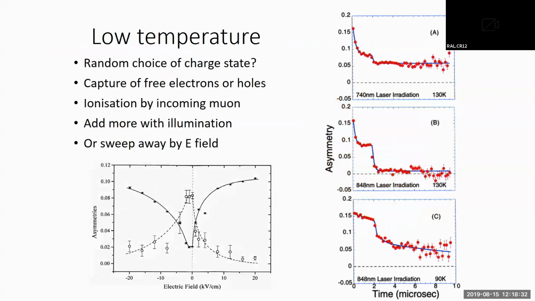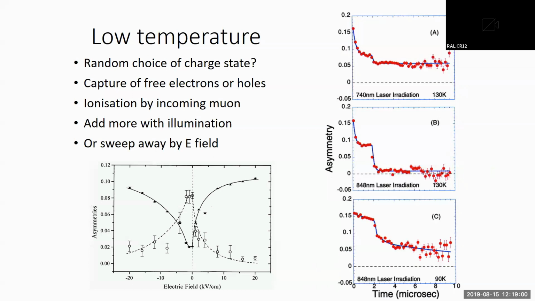So now, if you've got semiconductors at low temperature, you implant, as you were before, when the material is essentially frozen out, all the dopants recapture their electron and the material is reasonably insulating. You get a random choice of a charge state: muon, muonium, or muon.